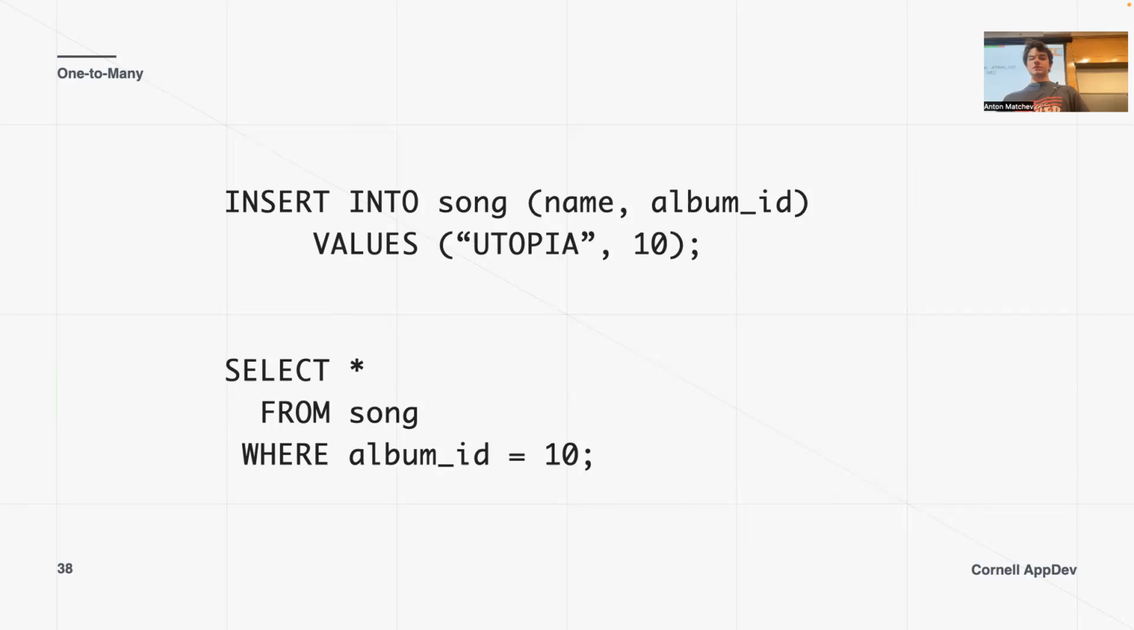So for inserting stuff into the system, we have insert into table song. We have the name and the album ID, and we're inserting that Utopia is a new album with album ID 10. And if we do select all from song where album ID is 10, we're going to get Utopia as a return response.